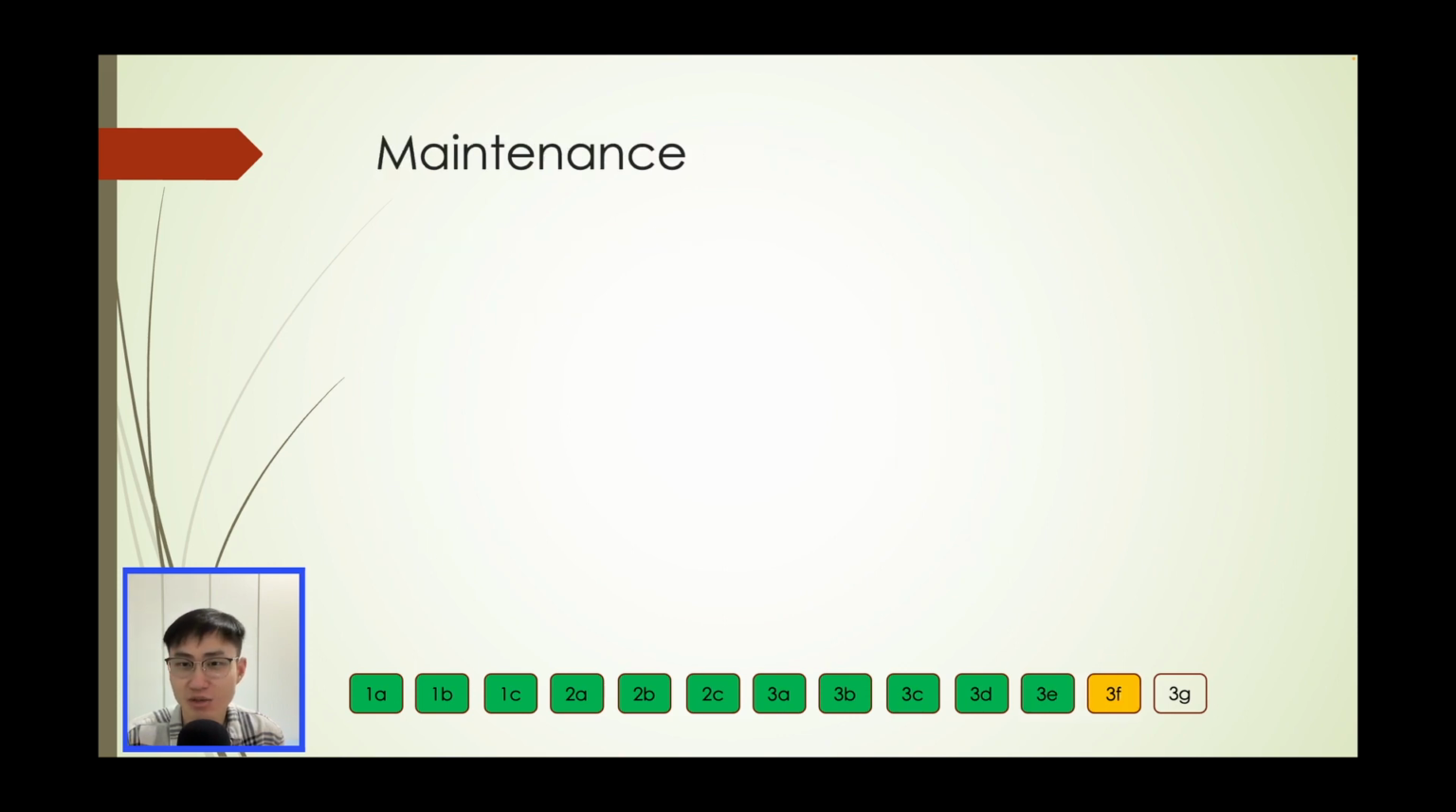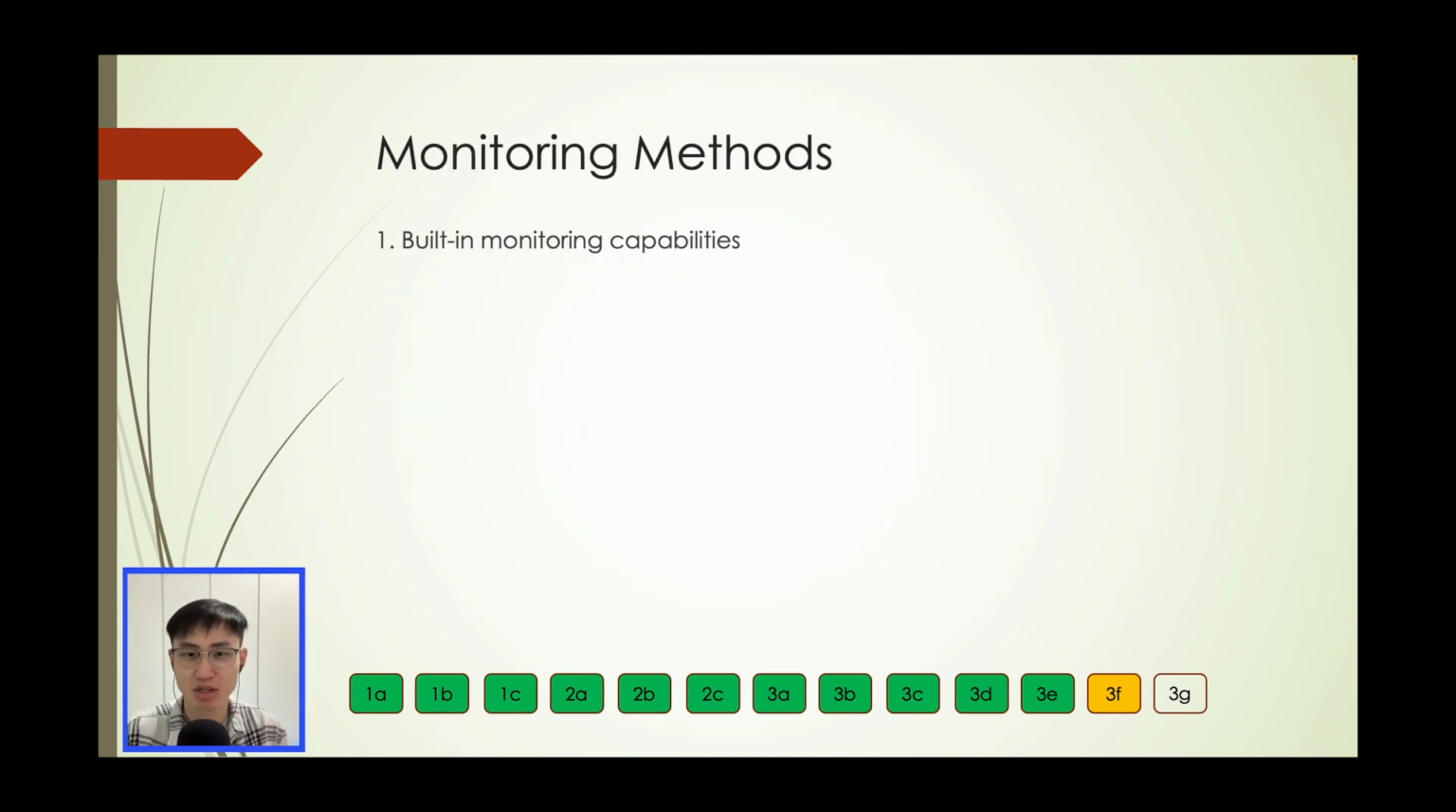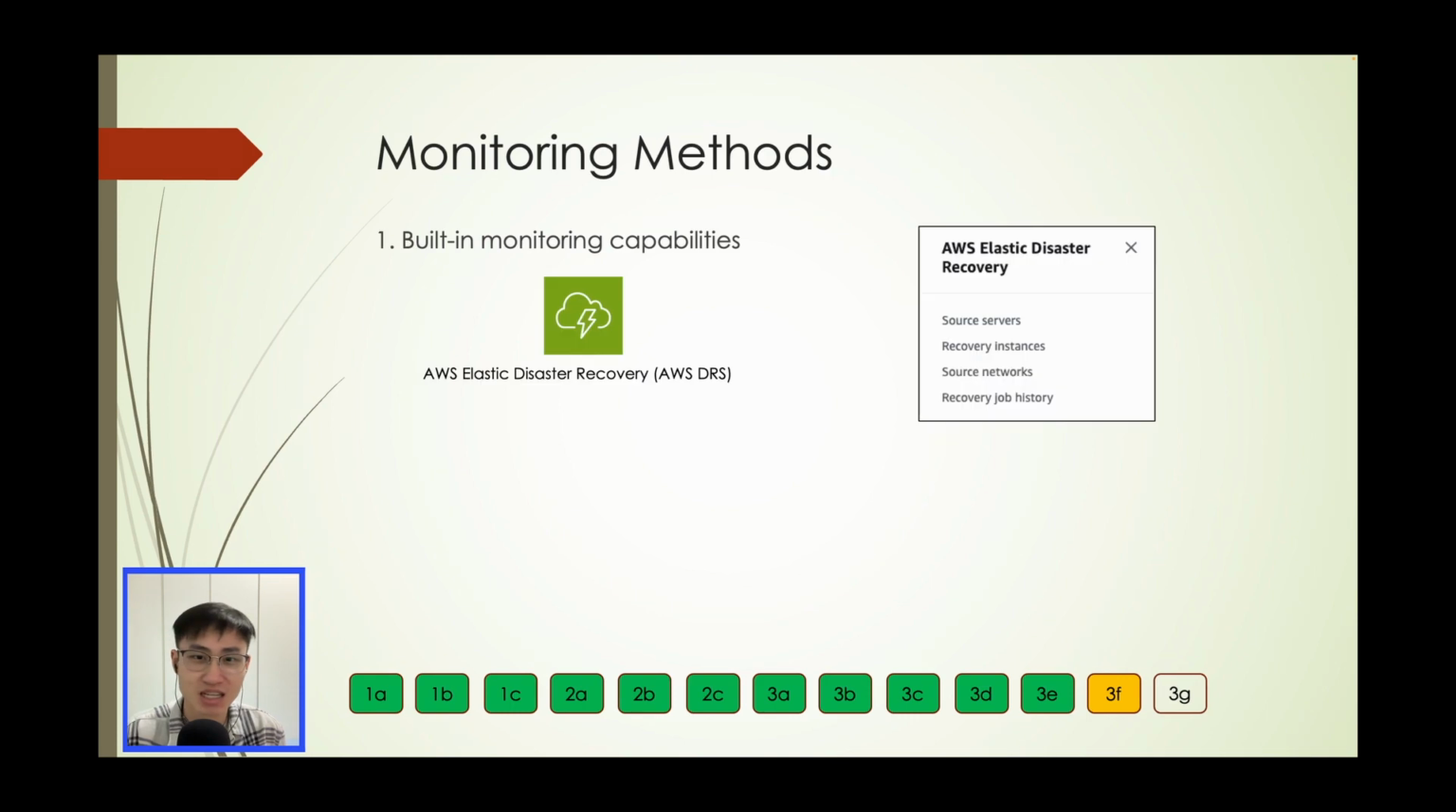Now, a disaster recovery solution requires regular maintenance after implementation in order to ensure that it will work as expected during a disaster. Now, there are two parts to maintenance, which are monitoring and periodic drills. So let's look at some of the monitoring methods. The first will be built-in monitoring capabilities if you are using services such as AWS Elastic Disaster Recovery or AWS DRS, in which you can monitor and interact from the source server page.